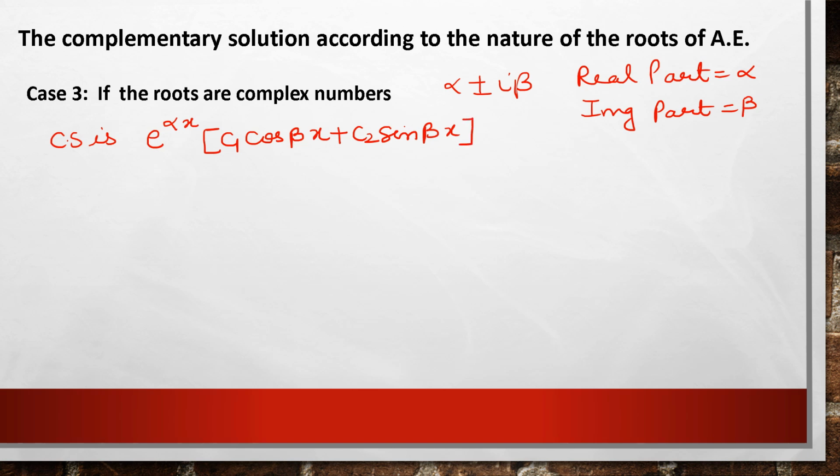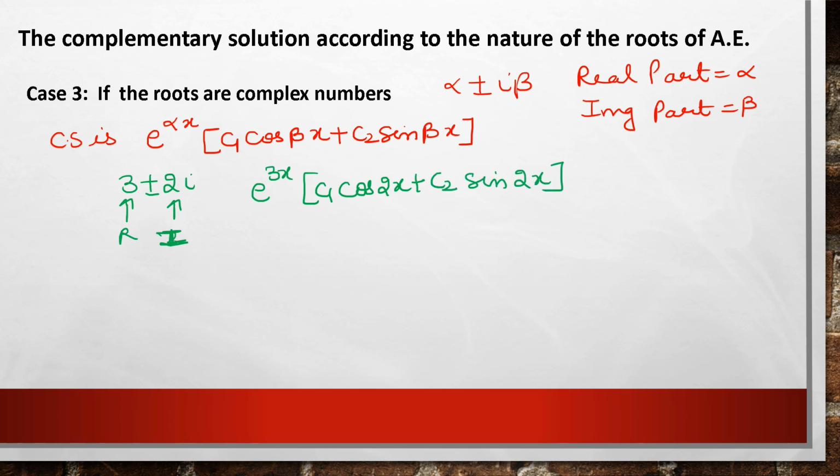For example, let's assume that your roots come out as 3 plus minus 2 iota. Now what is the real part? 3 is the real part. What is the imaginary part? 2 is the imaginary part. Now how to write the solution corresponding to this? That will be e power 3x, c1 cos 2x plus c2 sine 2x, right? This will be the complementary solution corresponding to this pair of roots. Alright, this is just a dummy example.